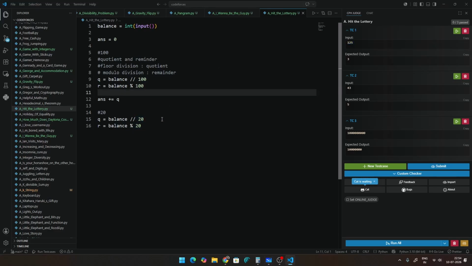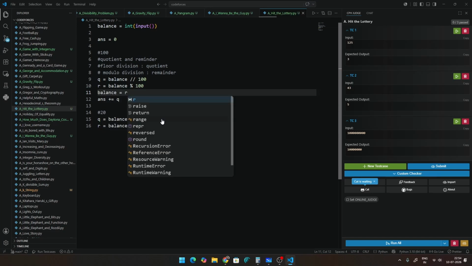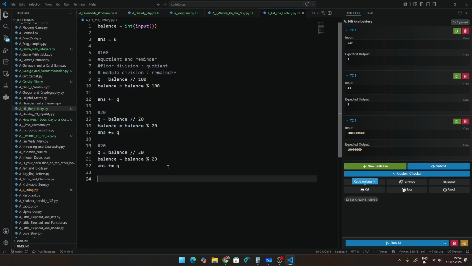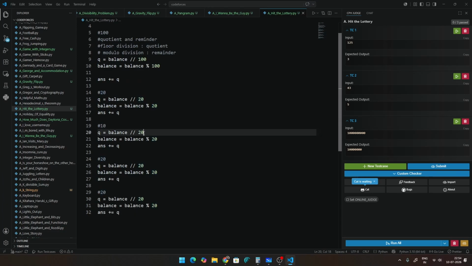So there are two ways you can do this. Either you can go ahead and do a balance equal to r here, or you can simplify this further and just do balance equal to this value. Now I can just copy paste this again and then change the divisors, right, to all possible values. And again, I'll just add answer to the quotient. So this I'll do for 20, and then I'll do a couple more times, right? I'll do it for 10, right? And then I will do it for 5, I believe, right? So 5 is going to be here, and then finally I'll do it for 1.